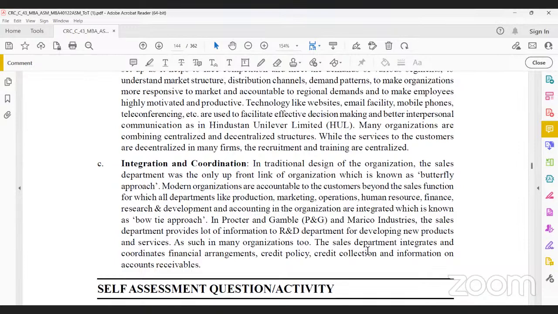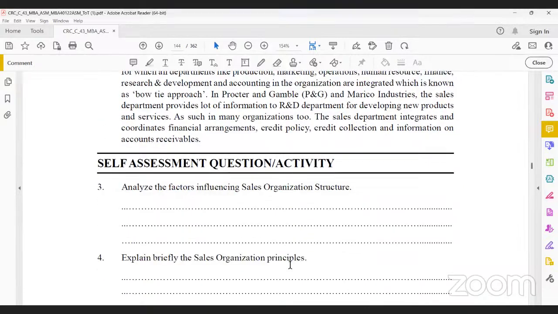So we'll take the example of Procter and Gamble and Marico Industries. The sales department provides a lot of information to the R&D, research and development department for developing new products and services also. In many organizations, the sales department integrates and coordinates the financial arrangements, creates credit collection policy, and maintains information on all sales accounts receivable also.